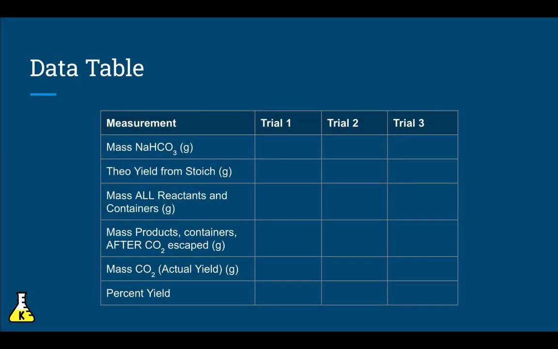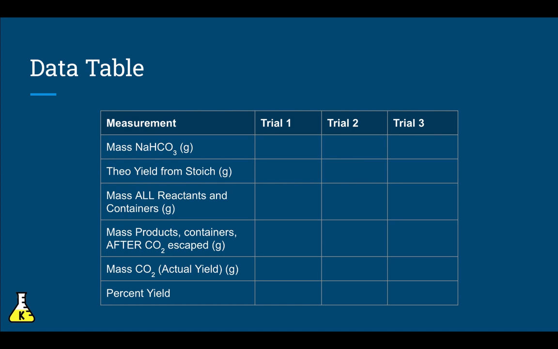Now that we've recorded the mass of our sodium bicarbonate we're going to be using in our trial, I think it's important to start talking about the fact that you should be recording all of this data in a data table. I've created this data table here that'll certainly get the job done. Your data table certainly doesn't have to look the same as mine.